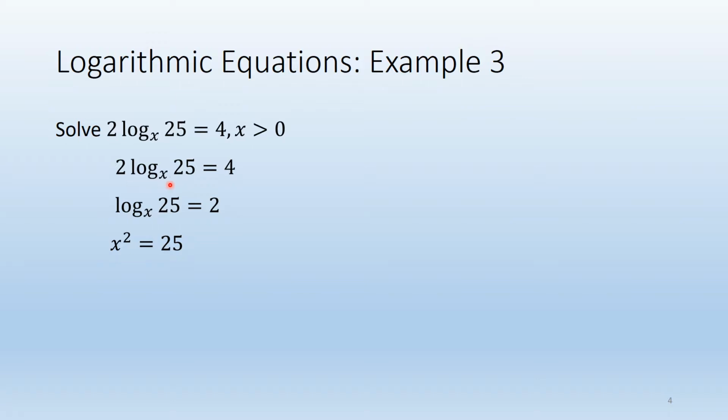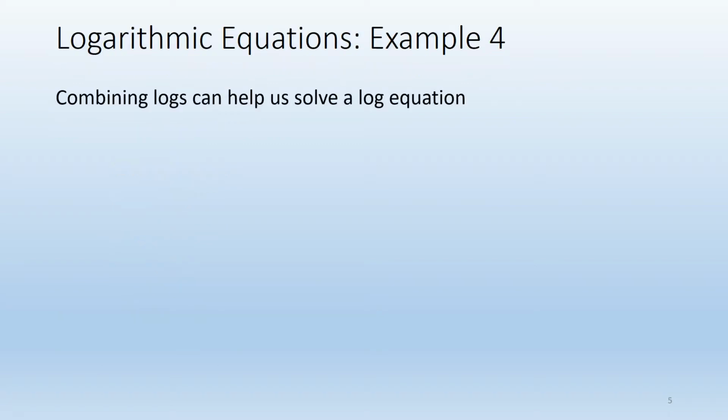So the base is x, the power is 2, and the number is 25. x squared is 25. So we need a number that multiplied by itself will give us 25, so we can have plus 5 or minus 5. But the domain of our function there was x is greater than 0, so the only solution is x equals 5. Combining logs into one log can help us solve log equations.